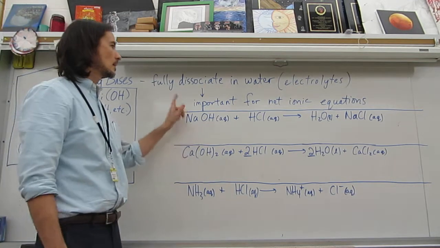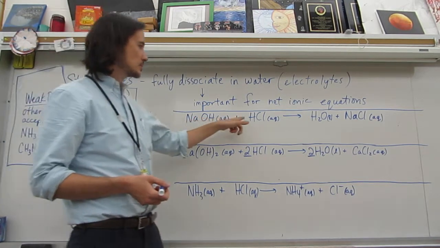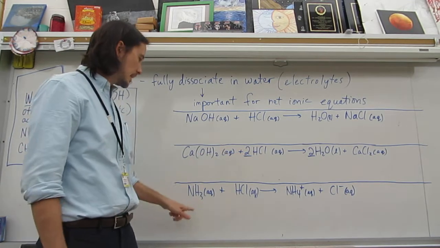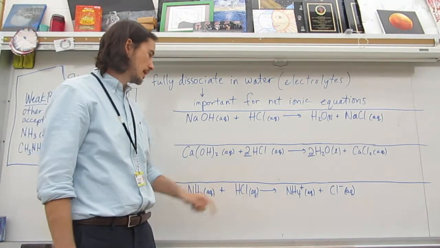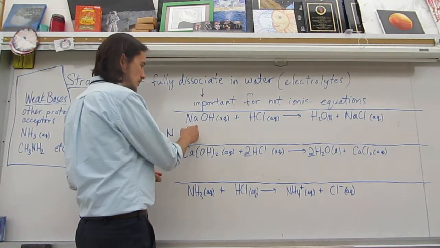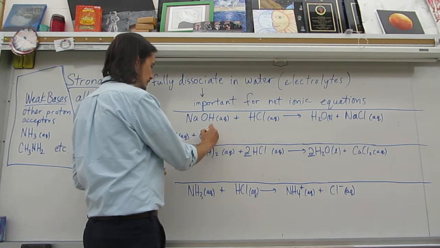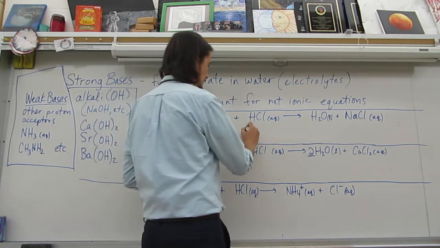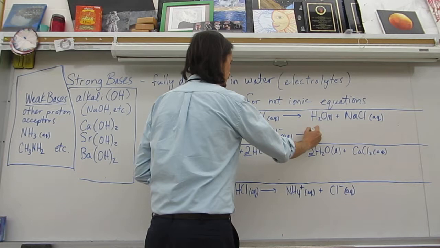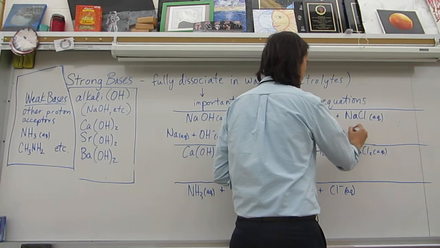Disregard that. So, for net ionic equations, I have a strong base plus a strong acid, another strong base plus a strong acid, and then a weak base plus a strong acid. So we'll take a look at what the net ionic equations look like. Strong base, so I'm going to split it apart. Strong acid, so I'm splitting it apart, dissociating the ions.